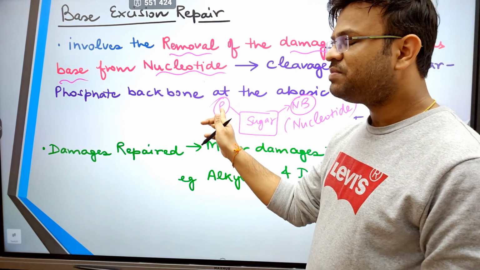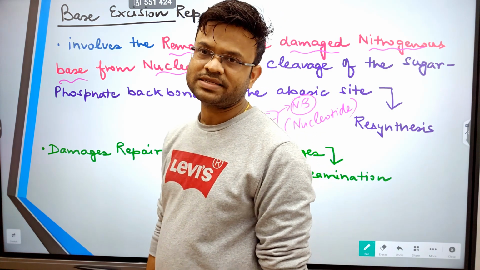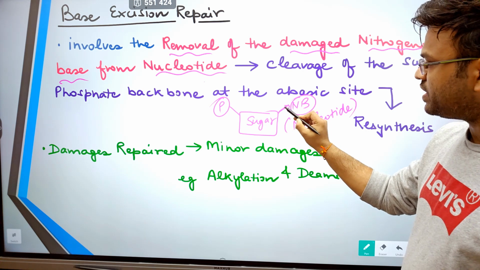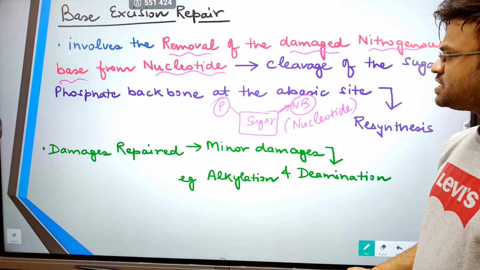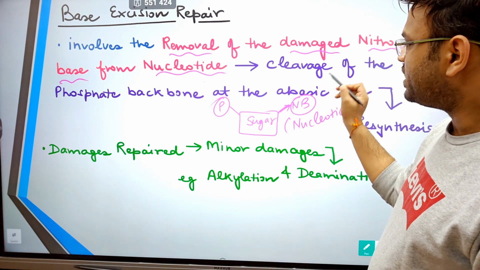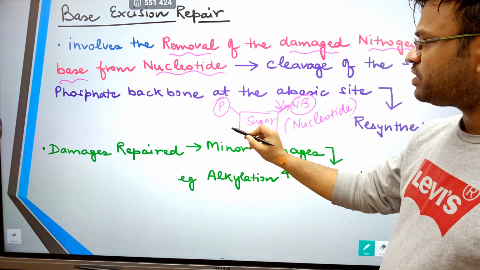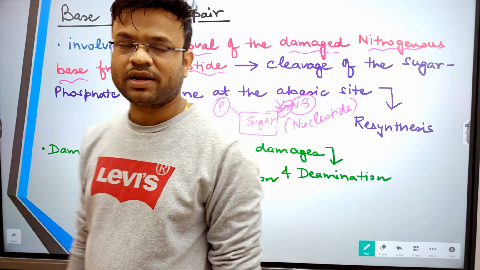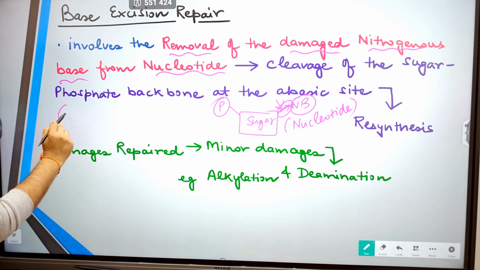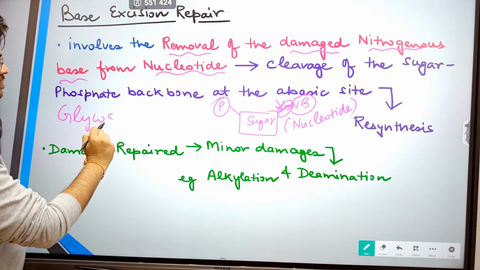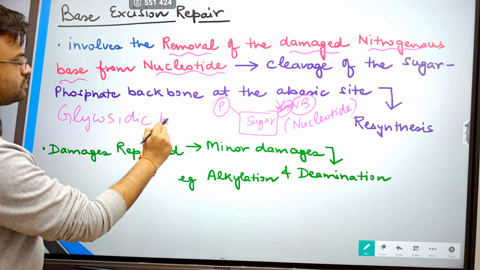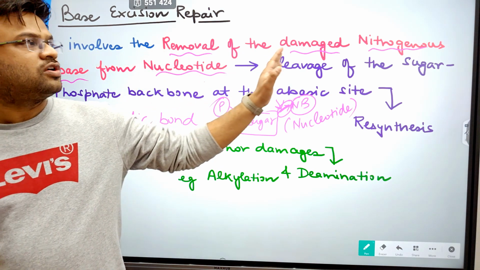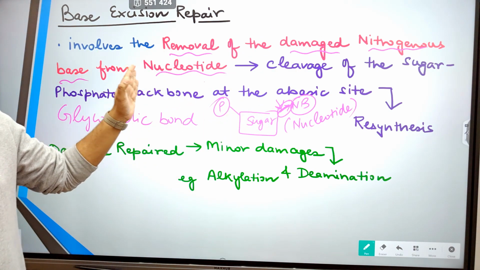Again, this phosphate group will be involved in the formation of the phosphodiester linkage. And the bond between the sugar and the nitrogenous base, the bond over here, is actually called the glycosidic bond. I'm going to write it over here. This bond is called the glycosidic bond. Okay.